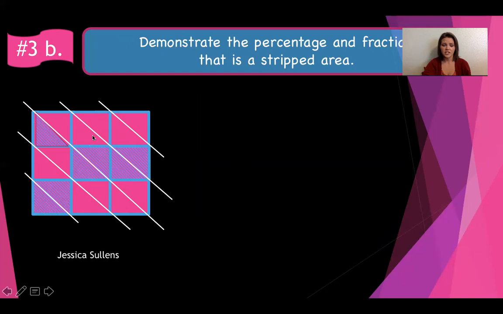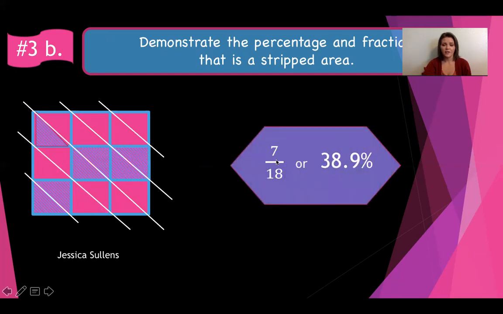So what parts are shaded? Simply, we can count these and see 1, 2, 3, 4, 5, 6, and then this little one up here will be 7. That would give us 7 over 18. If we put that into our calculator, it would be 38.9%, because 7 divided by 18 is 0.389, and we just move our decimal over 2 places.